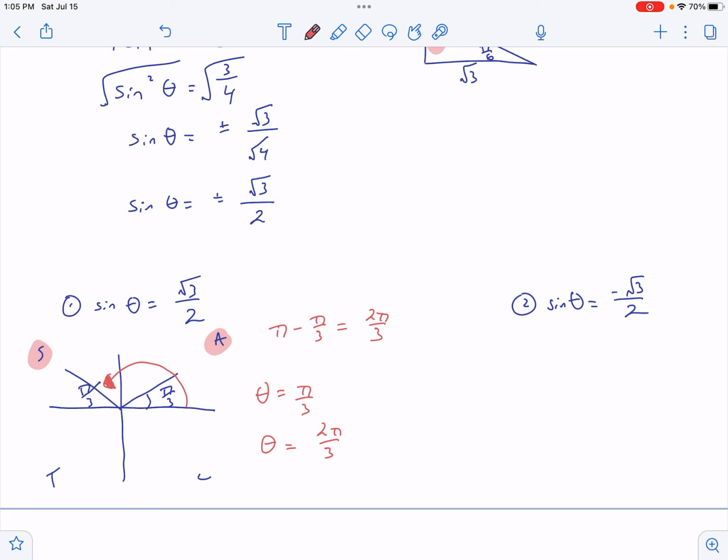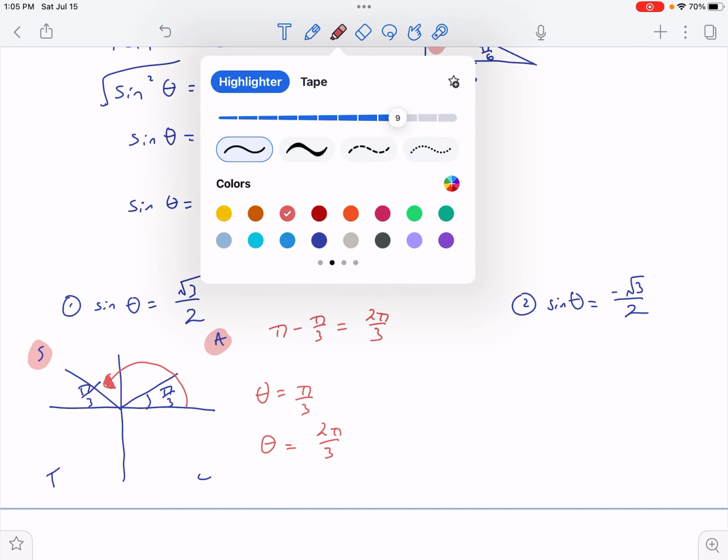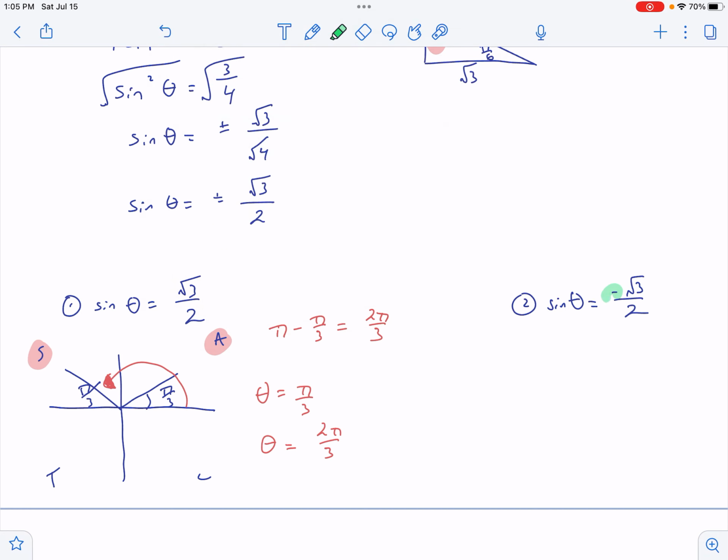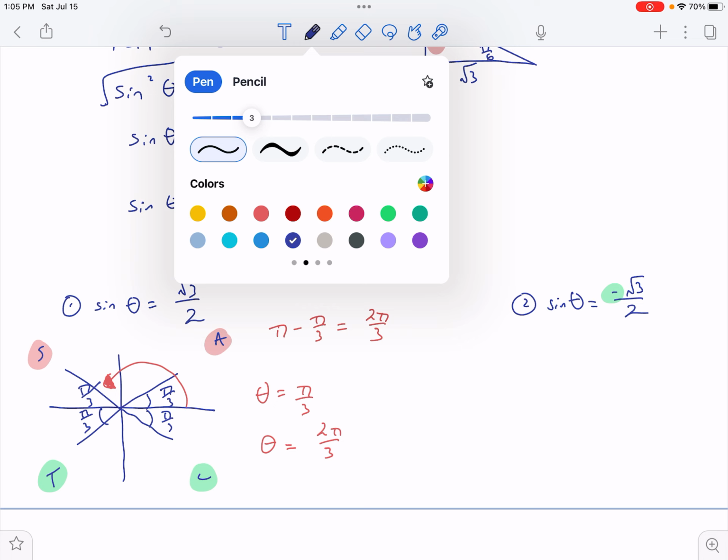Okay. Now, what's interesting here is we've basically got the exact same problem for our second factor. It's just that we have been asked to find when it's negative. And so where is it negative? It's negative in quadrant 4 and in quadrant 3. Same related acute angle. It's still pi over 3. It's just this time I want it to actually be negative. And so what are the two options there?